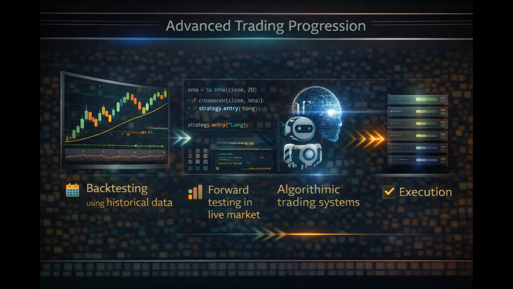Stage 6. Learning backtesting and forward testing. Before deploying trading strategies in real markets, they must be tested thoroughly. Interns should learn how to evaluate strategies using historical market data through a process called backtesting.